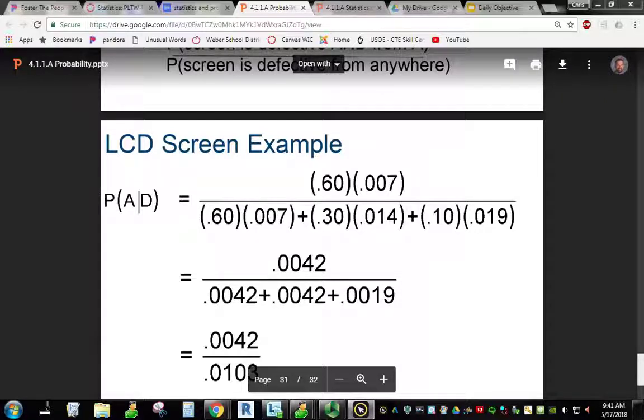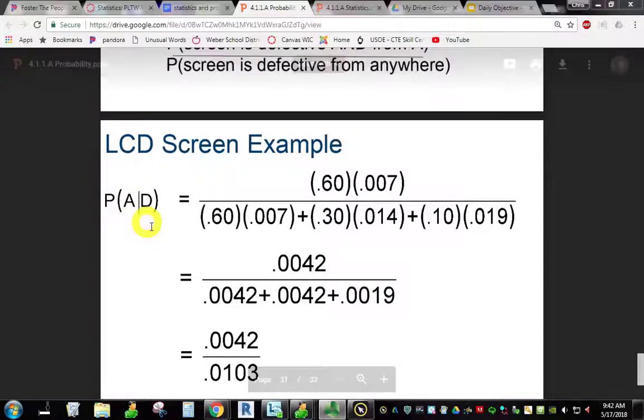So that's pretty cool. When I grab a phone from the shelf and it's defective, what's the probability that it came from A? And if I were to read that here, what's the probability it came from A given that it is defective?